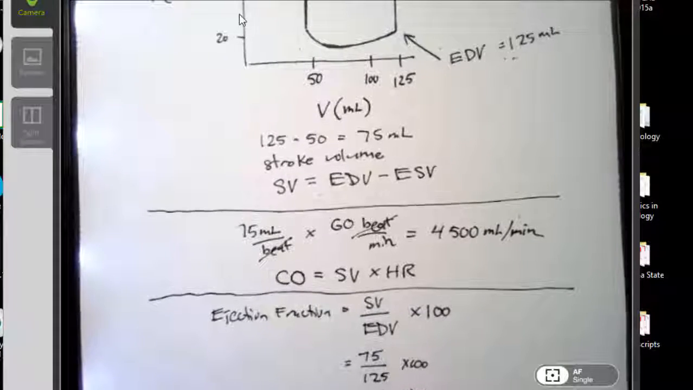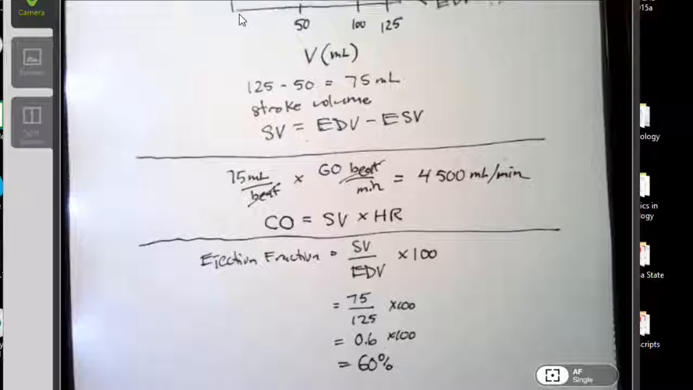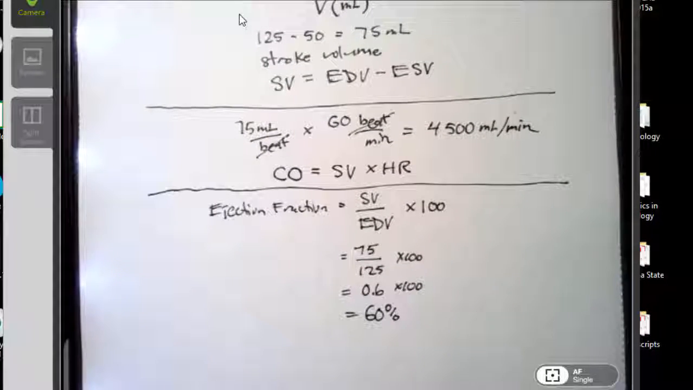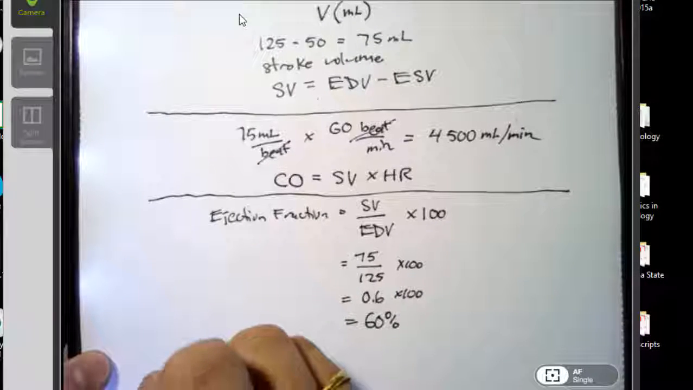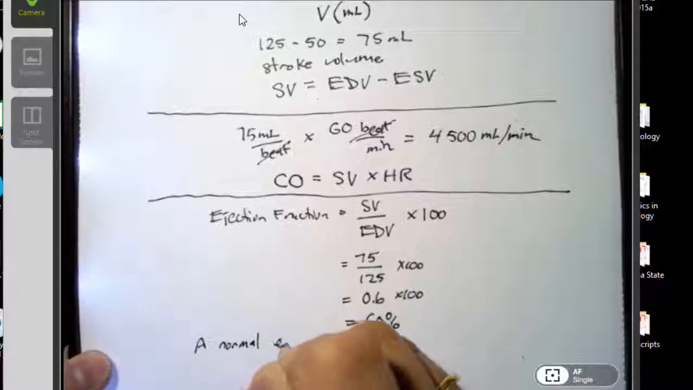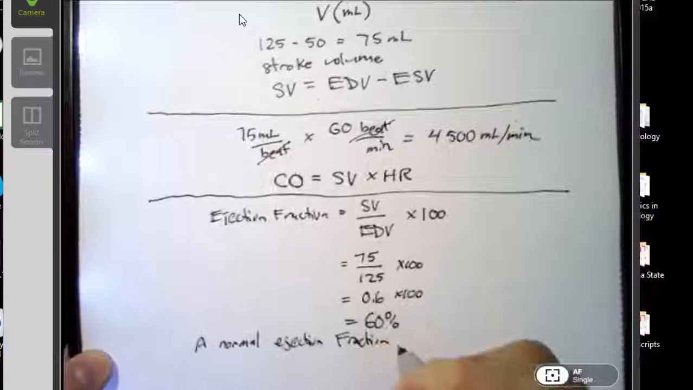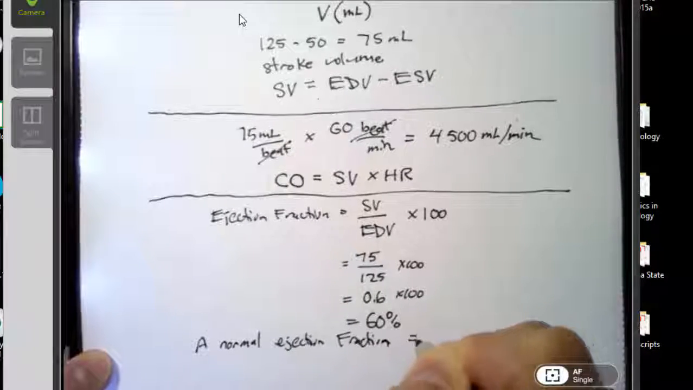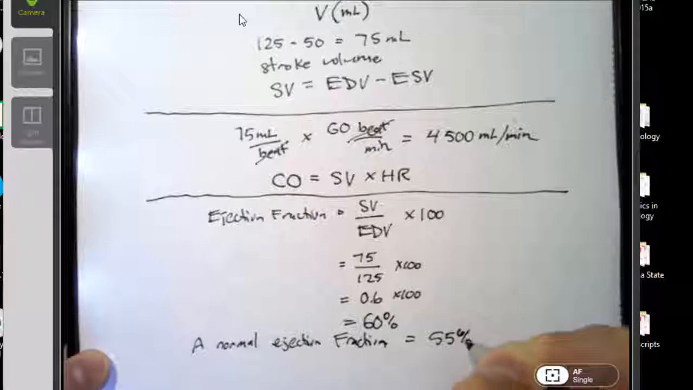That equals 60. Okay, so that's our ejection fraction. And just to give some idea of whether that's good or not, that's about normal. A normal ejection fraction would be about 55%. But of course, it varies between people and so forth.